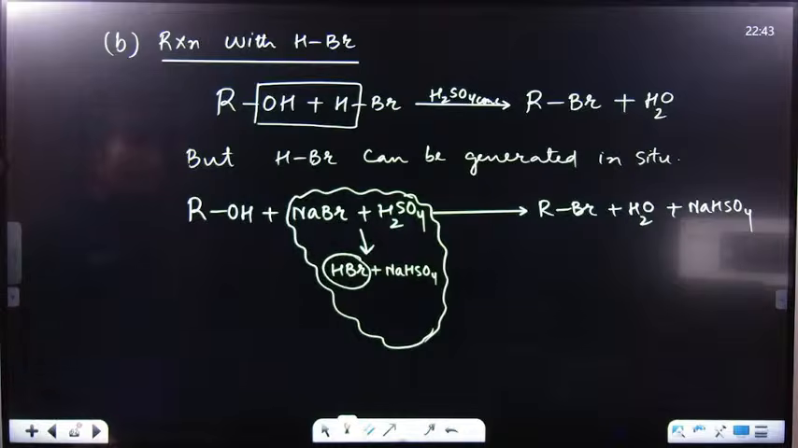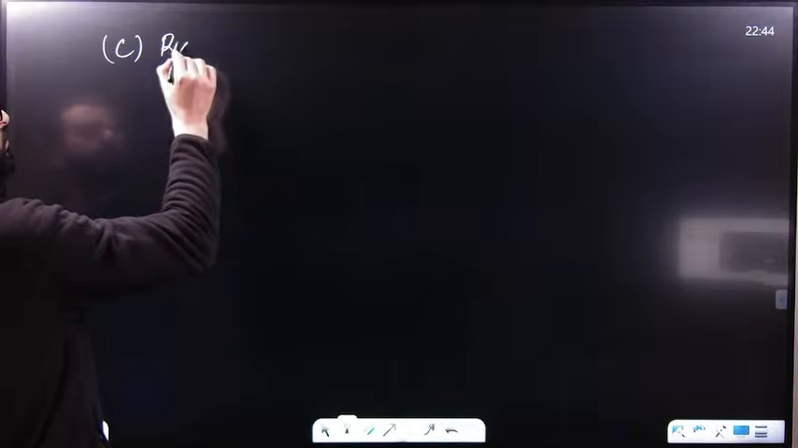Now, this is the reaction. Similarly, it's a reaction of alcohol with HI.